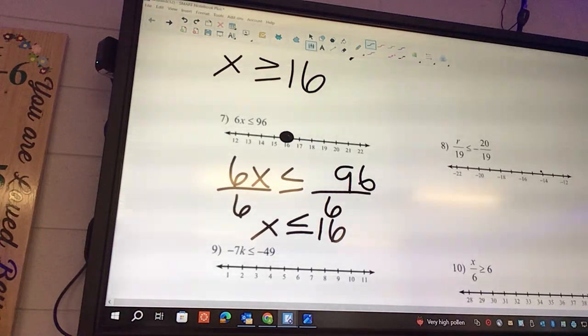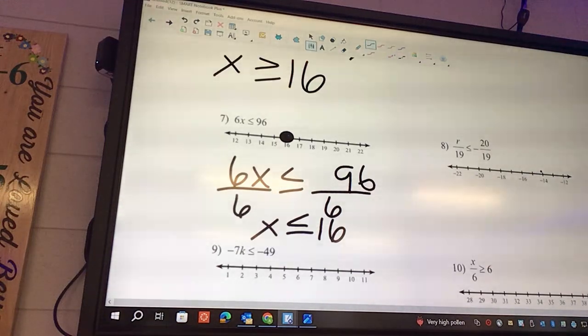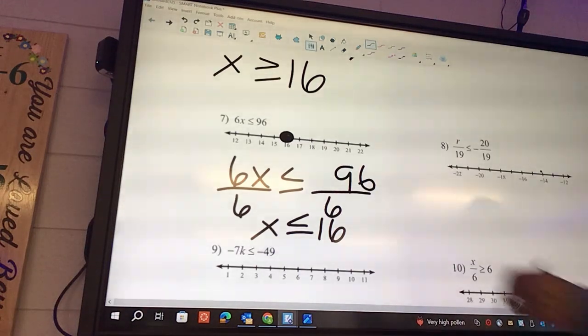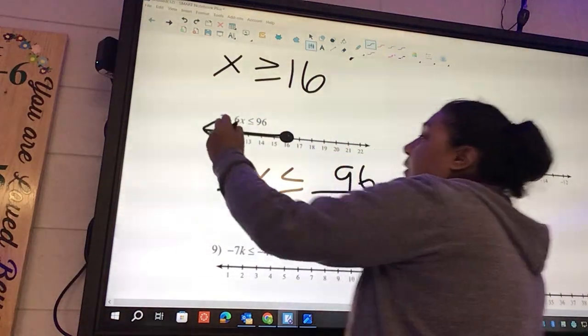Yeah. Okay, so is the alligator mouth eating the X or eating the number? The number. He's eating the number, so that means smaller. So which ones are smaller? 15, 14, 13. So this way is smaller.